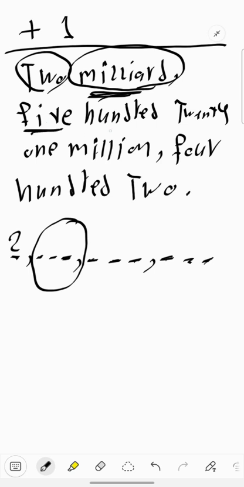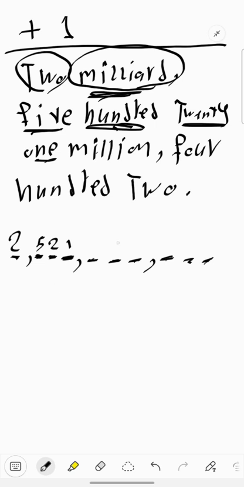You have 500 in the million place, which is ones, tens, hundred. So here is 5. 21 million. 21. Now in the thousand place, we have nothing for thousand. So you can skip thousand, but don't forget to put 0 to keep the place value for the thousand. Okay? Now you have 400.